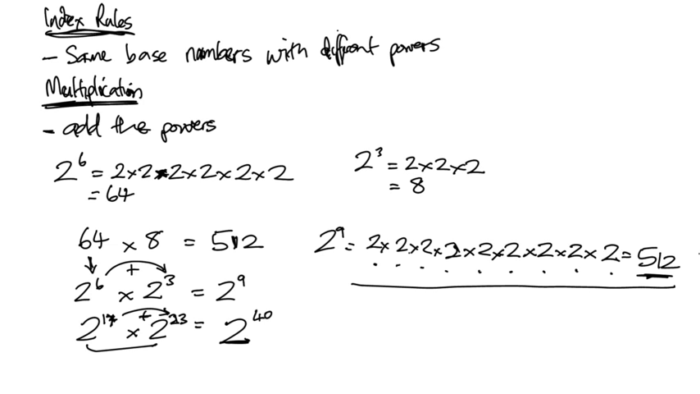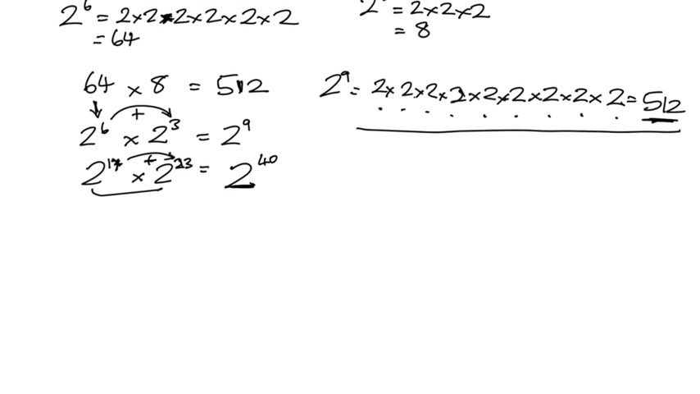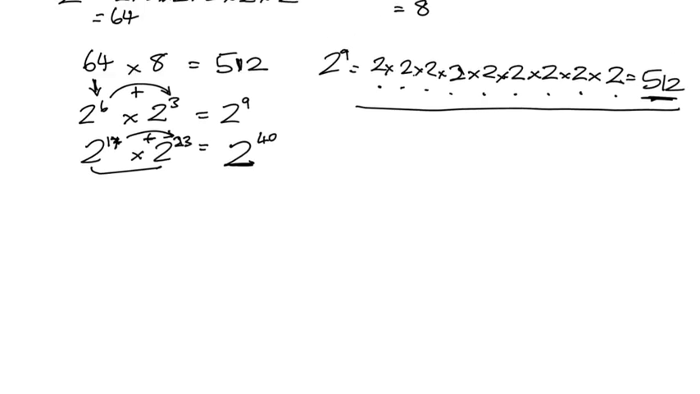You have a little index rule that if you have the same base number with different powers, or even the same powers being multiplied together, all you need to do is add the powers and put it on top of the same base number. So that's for multiplication. If I switch over to division, we'll use 2 to the power of 6, 2 to the power of 3 again. Division is very similar, it's just the opposite though. Instead of adding the powers together, you subtract them from each other.